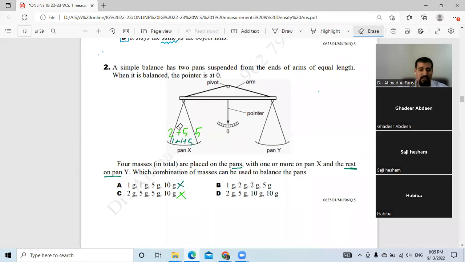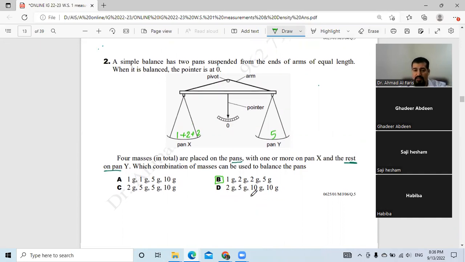Yes, bravo. Yes, it is 1 plus 2 plus 2, and on the other side, I put 5. So the answer is B. Bravo. Thank you. 2 plus 5 plus 10 cannot be 10, or even 5 plus 10 cannot be equal to 2 plus 10. 12 and 15 are not the same.